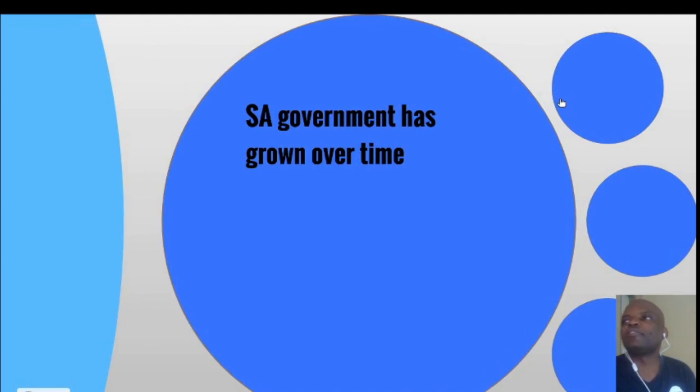So the South African government has grown over time. I don't need to tell anyone who has been paying attention for the past 10 or 11 years that South Africa's government has just grown seemingly without limits, driven mainly by the increase in wages and salaries of civil servants. In as much as bailouts have grown, I think the main thing that has really grown has been the wages of civil servants. So that's the main problem that the government has.